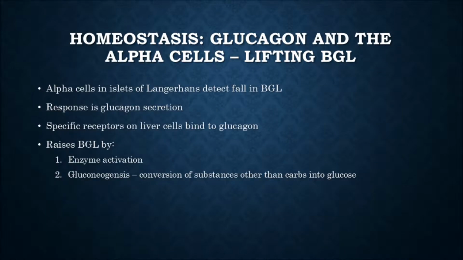Glucagon is secreted by alpha cells when a fall in the blood glucose level is detected. There are only receptors on the liver cells, and these specific receptors bind to glucagon. This raises the blood glucose level by activating enzymes which convert glycogen to glucose and cause gluconeogenesis to occur, a process of converting other substances such as fats and proteins into glucose.